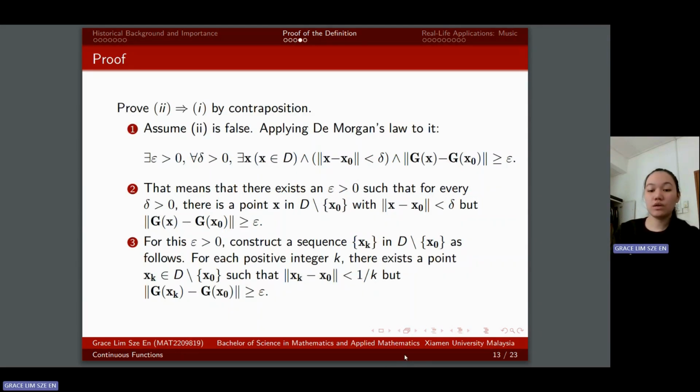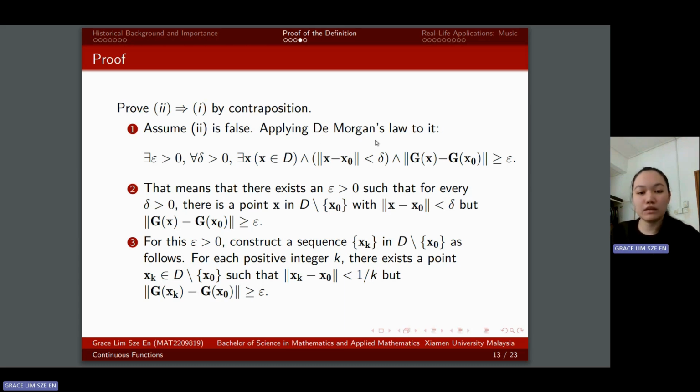We're going to use something called contraposition, which we have learned before. Basically, we want to assume that the second statement is false, and therefore, the first statement is also false. To do that, we're going to apply De Morgan's law to the second statement. If we recall what De Morgan's law does, it changes the "for all" to "there exists". So here we get the following statement.